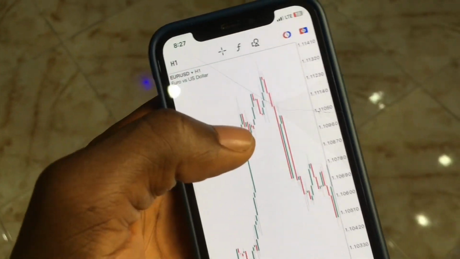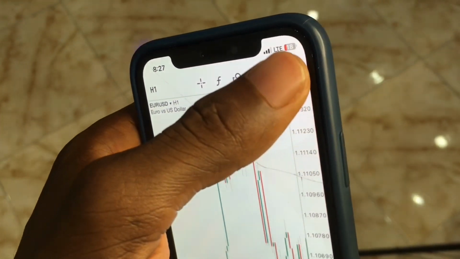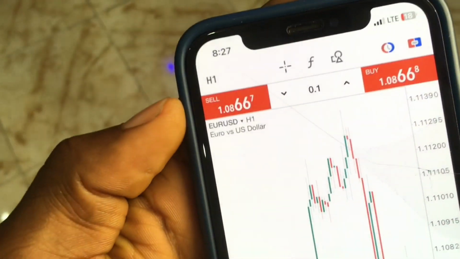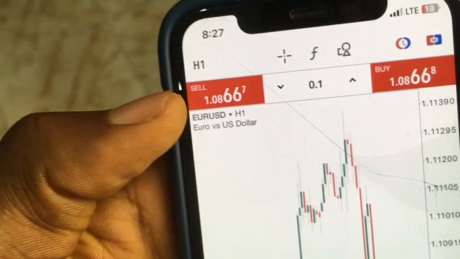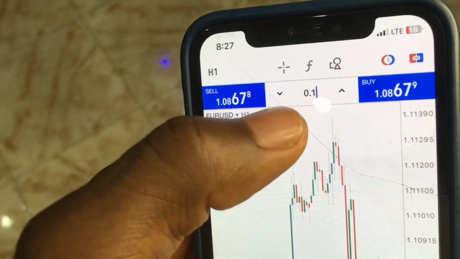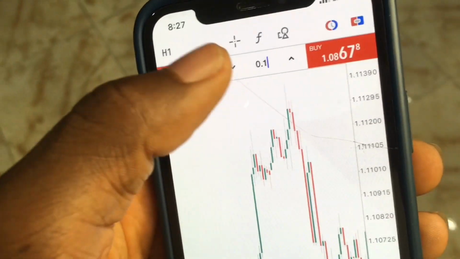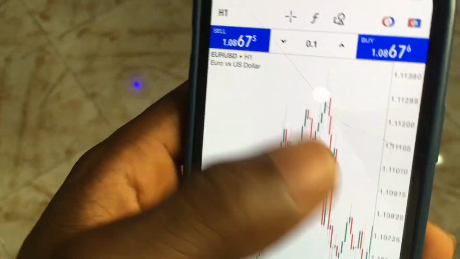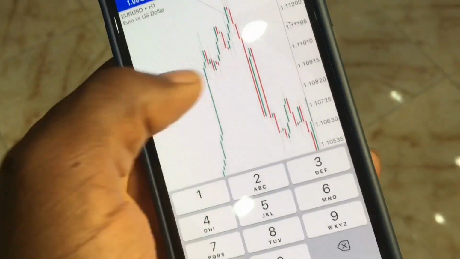Now you might be asking, okay, how do I buy? How do I sell? So what you have to do is tap this section right here to bring out the 2 buttons. You could see this part that says sell, and this part that says buy. Now what you could see right here is something we call lot size. You're going to be using this lot size according to your account balance and everything. Now let me show you how this works.